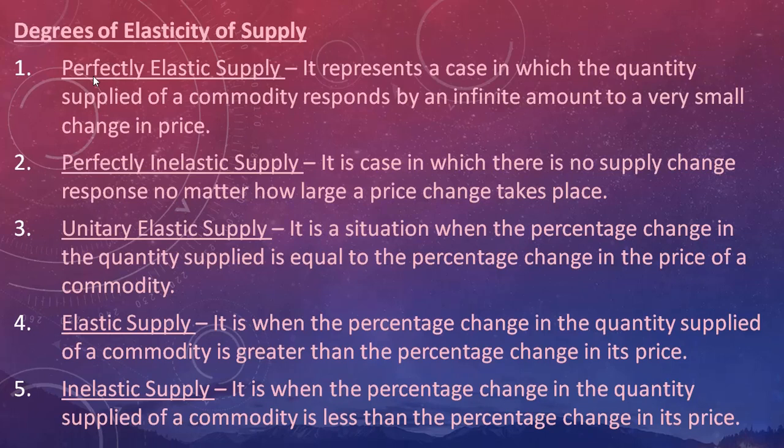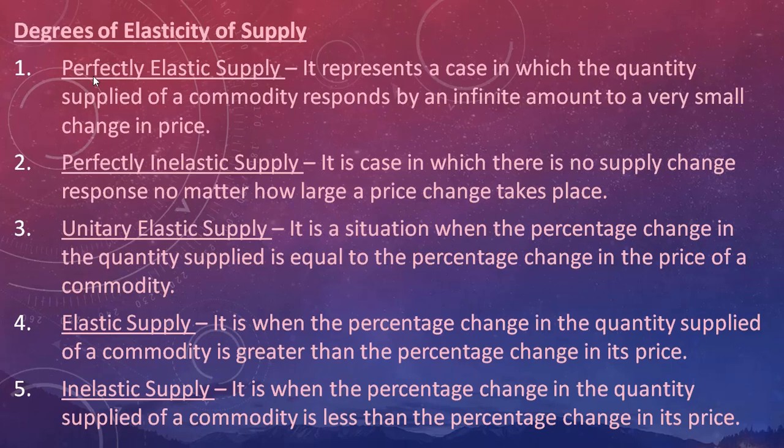Now perfectly inelastic is when even a large change in price takes place, there will be no response from the supply. This is known as perfectly inelastic supply. Now unitary elastic means that the percentage change in the price will be equal to the percentage change in the supply of a particular commodity. So that is unitary elastic.